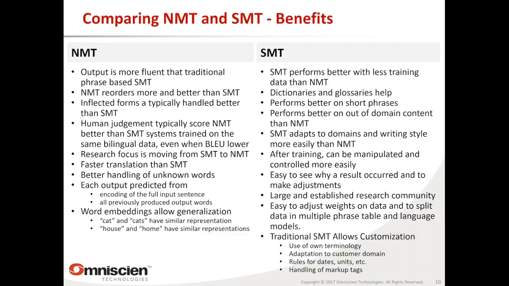So what we're seeing with NMT is that the output is much more fluent than traditional phrase-based. NMT does a lot more and a lot better reordering than SMT, especially long distance reordering. So languages like Japanese and German are handled much better. Inflected forms are handled better. Human judgment usually scores NMT better than SMT systems, even when the BLEU score for the NMT may actually score a little bit lower than SMT.